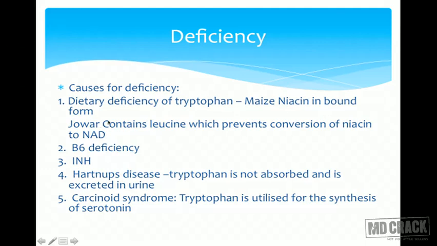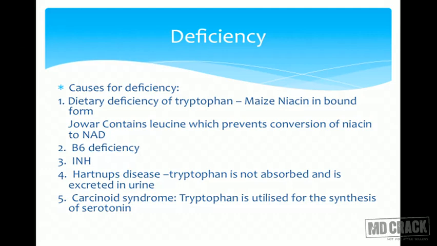Okay, so maize eaters are one group of population in which tryptophan is deficient and thereby niacin is deficient. Now, the other group of population which can develop tryptophan deficiency or niacin deficiency is jowar eaters, maize and jowar. Jowar, why does it happen? It is not because niacin is bound there. Jowar contains leucine, which prevents the conversion of niacin to NAD. Leucine prevents the conversion of niacin to NAD. Its active form conversion is not possible.